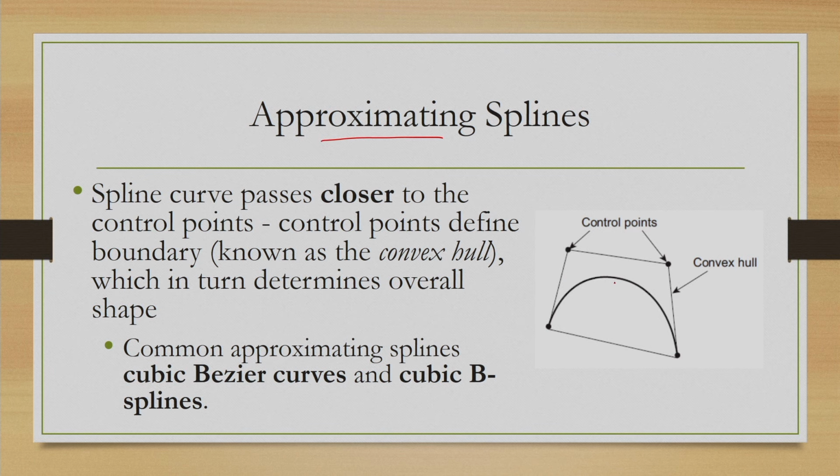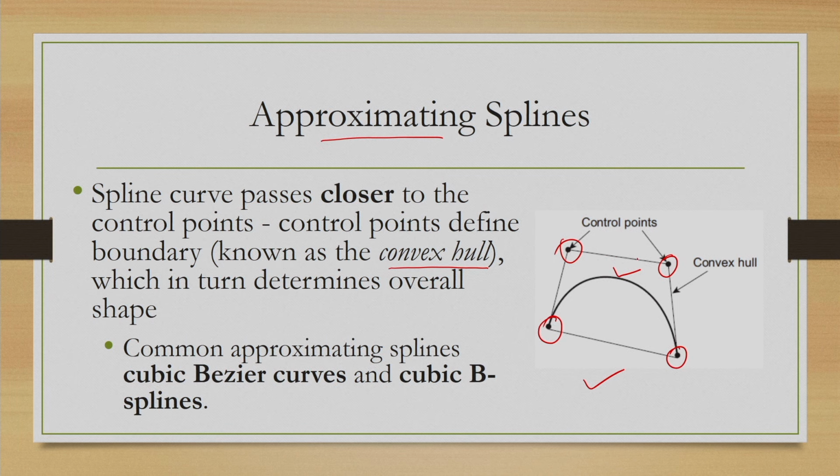The spline itself does not pass through all the control points, instead it is restricted within the boundary defined by the control points. Take the same example here, we have 4 control points, but here the curve is not passing through the 4 control points, unlike earlier in case of interpolating splines. What is happening here is that these control points are defining a bounding region, a boundary, which is popularly called convex hull, and the spline lies within this boundary.